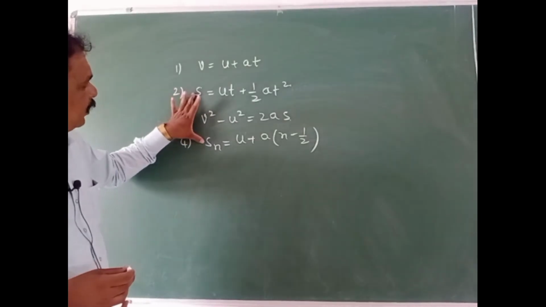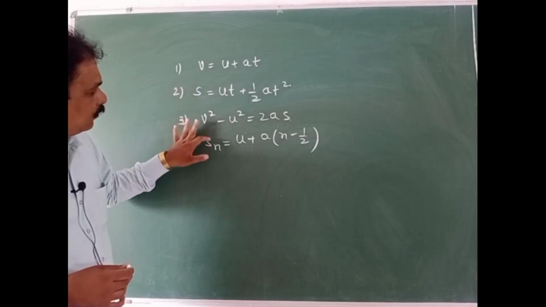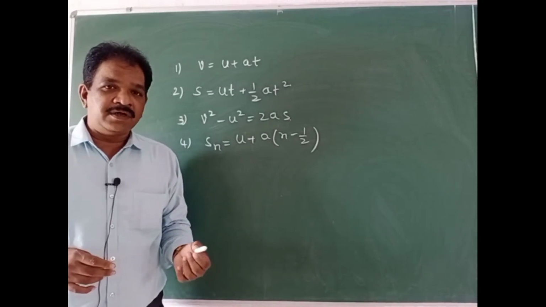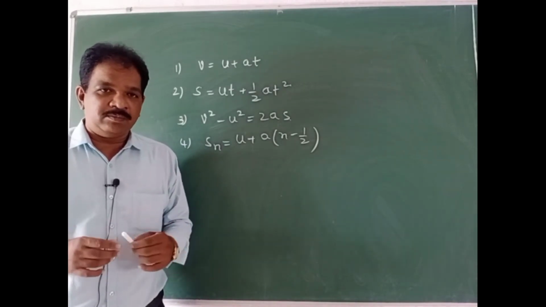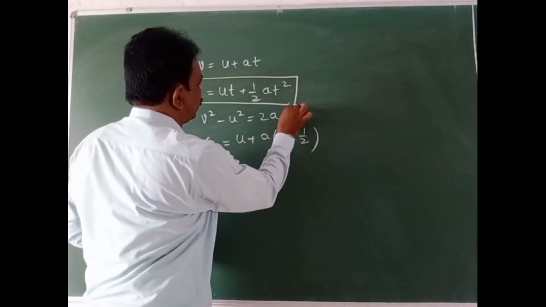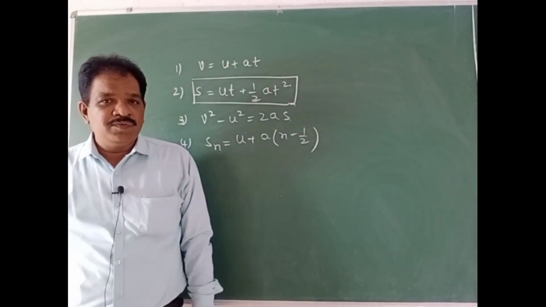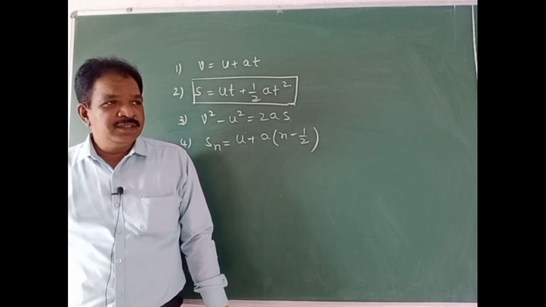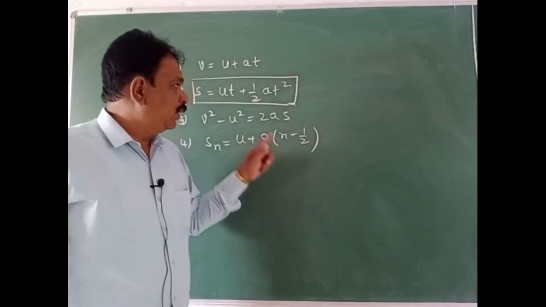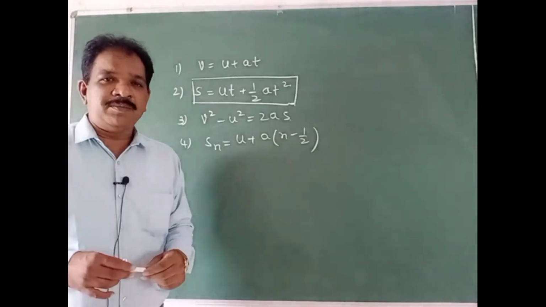What is the difference between this S and Sn? If we want to calculate the displacement of the body in the total time, you have to use this formula. The name of the chapter itself is motion in a straight line. Because the body is moving in a straight line here, distance and displacement both have the same meaning. So here, if we call this S distance or displacement, there is no problem.